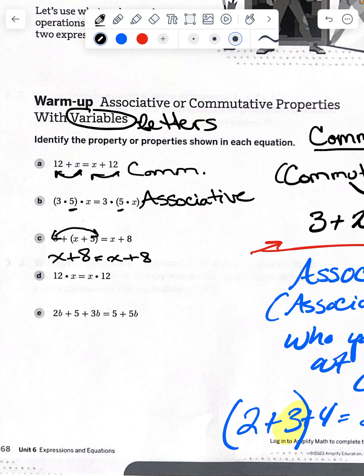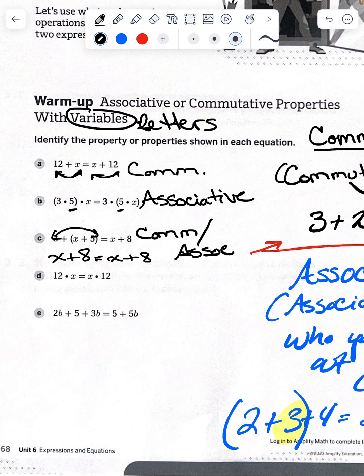So this one we can actually classify as commutative and associative. So this one we're going to say both. Okay, we commuted some of the problems around. We commuted the 3 and the 5. We combined them. So we moved them around. And then we also used those groupings. So both commutative and associative.